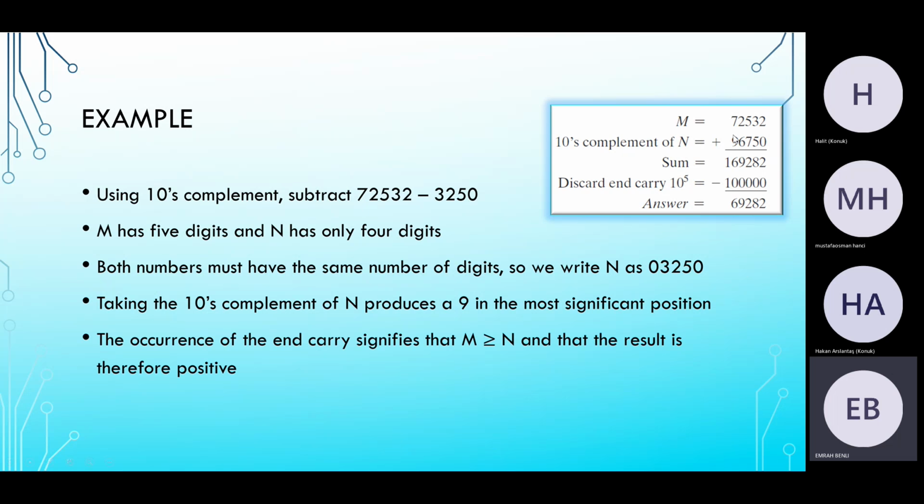We produce 9 here in the most significant position when we calculate the tens complement. And m is larger than n, so we have an nth carry here. See, we have an extra digit here. That means our result is positive, and we will discard this nth carry. So we will have this number, and we will say the result of this subtraction is this number, which is positive.